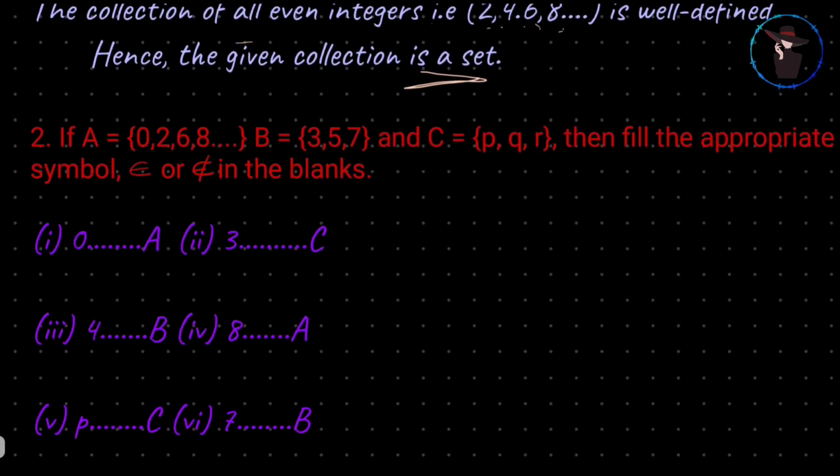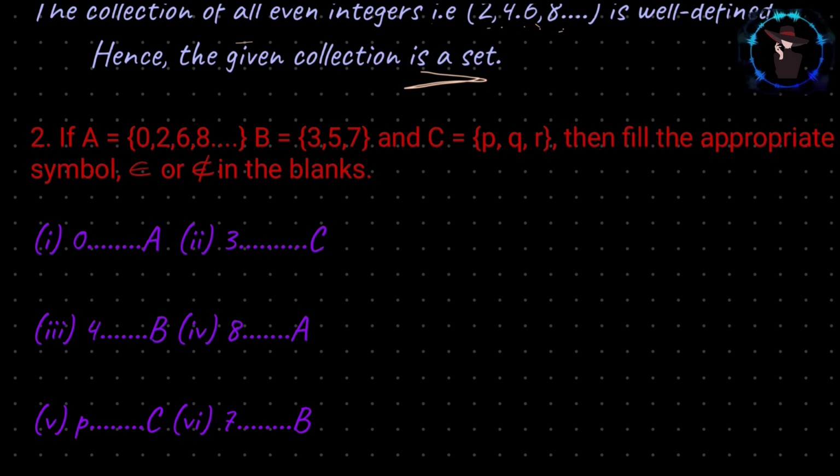Now the next question is, if A is a set of 0, 2, 6, 8 and B is a set of 3, 5 and 7 and C is a set of P, Q and R, then fill in the appropriate symbol with which belongs to where and which doesn't belong. As the symbol is belongs to, when it is cut out, it means doesn't belong. So let's fill in the answers.